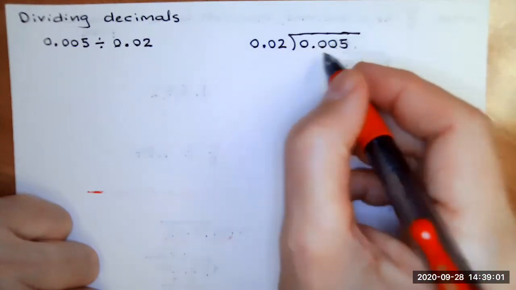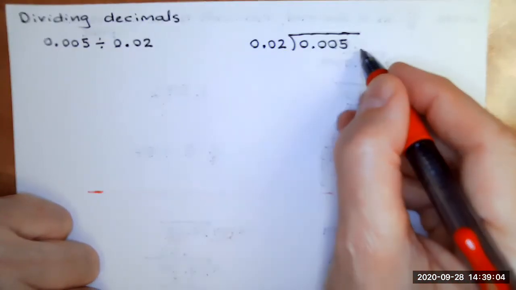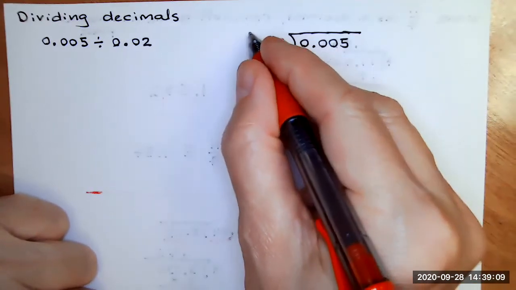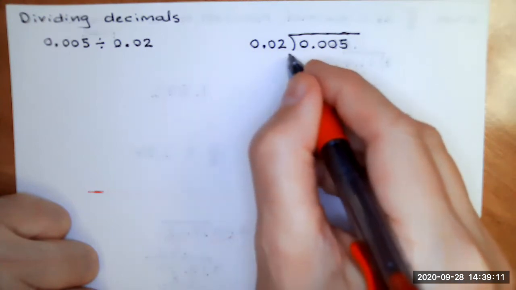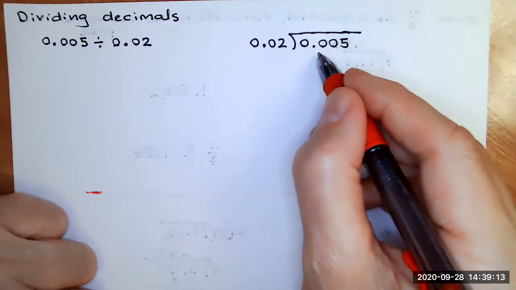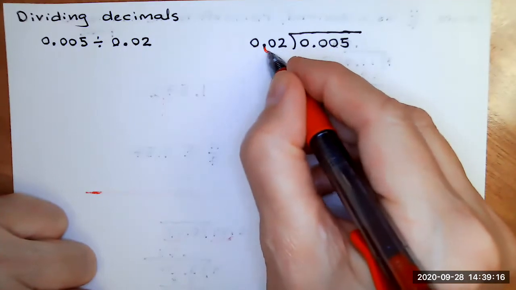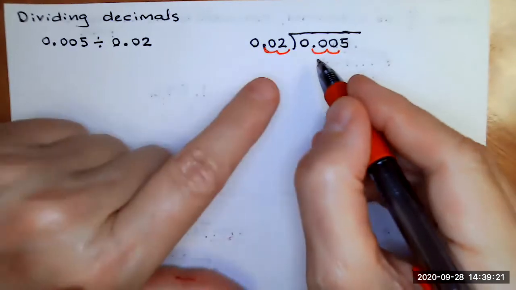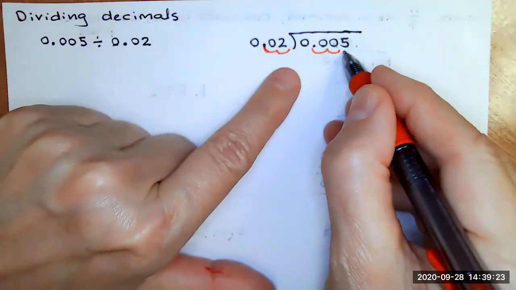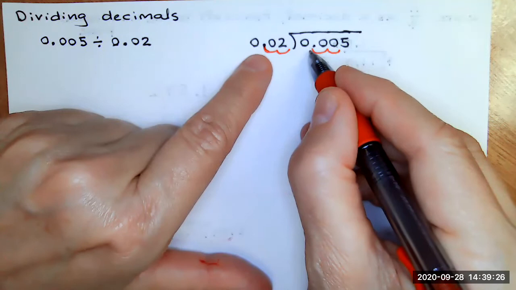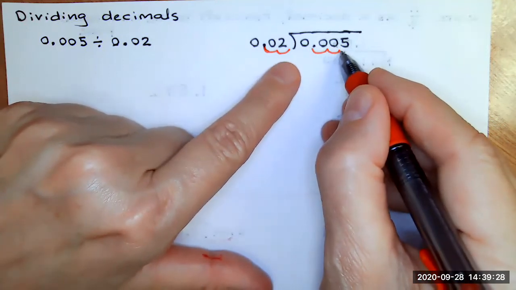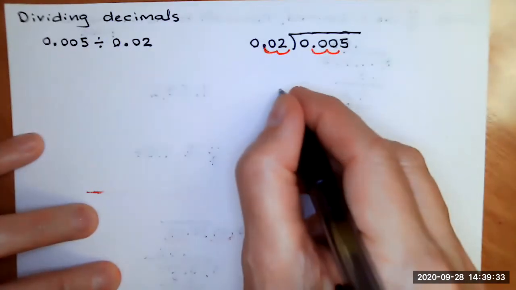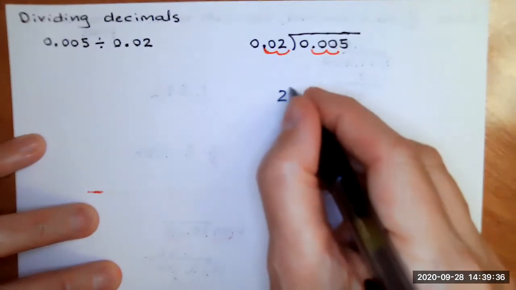And how many times will we move it? Do we move it 2 times or 3 times? Well, the answer is we're going to move it until the divisor is a whole number, and then the number that's getting divided basically just goes along for the ride. So we have to move it the same number of places. This is like canceling 10, canceling 100, until the divisor is a whole number.